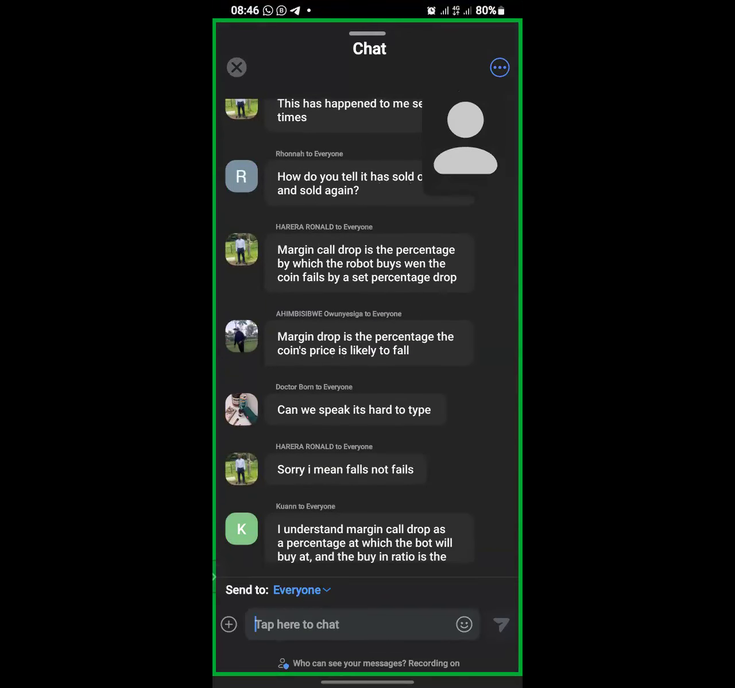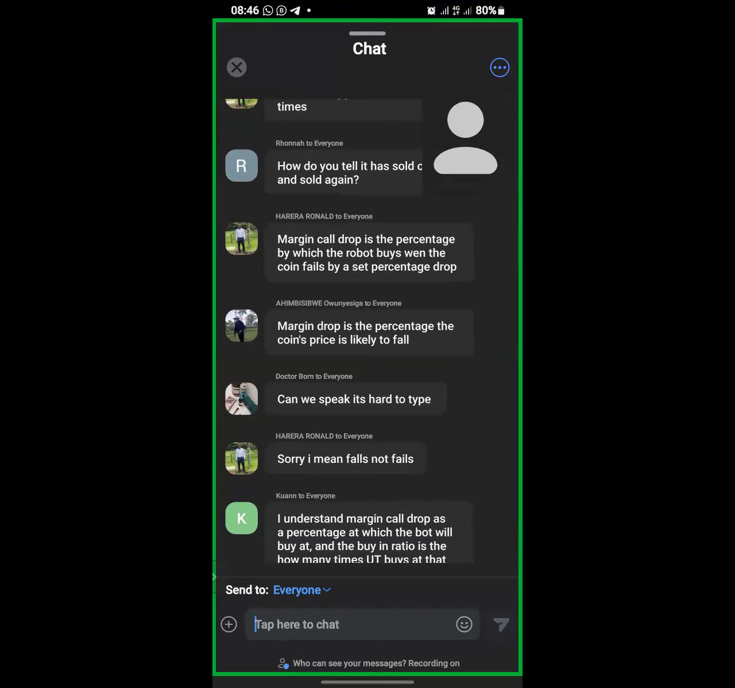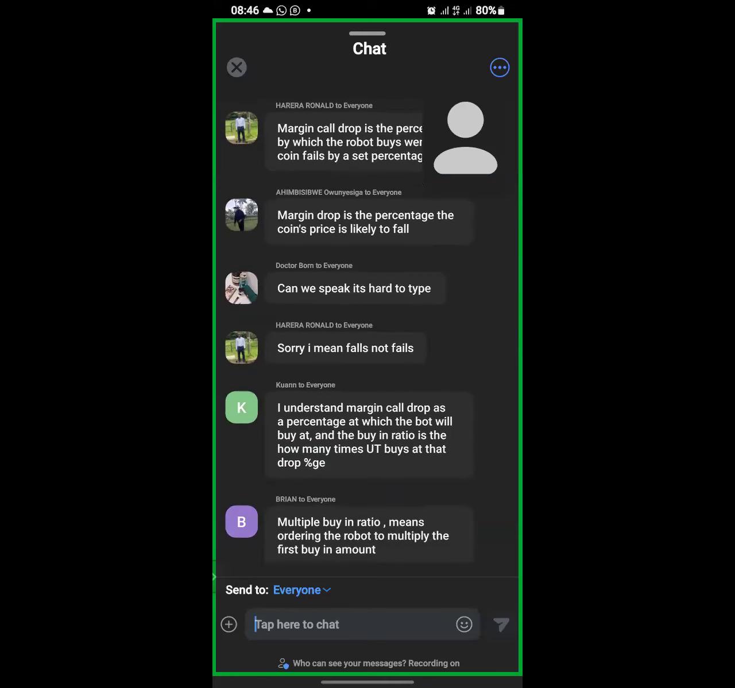Sean says margin call drop is the percentage by which the bot buys when the coin falls by a set percentage. Yeah, margin drop is the percentage the coin's price is likely to fall. Okay. Can we speak? It's hard to type. But you've typed, that means you can give. I can give you a microphone and you explain.